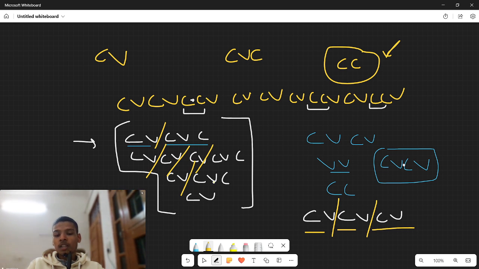So I will make it here. Should I make it here or not? Because it is the last point where I should make a slash or place a dot. So I will not place it here because it is also odd.